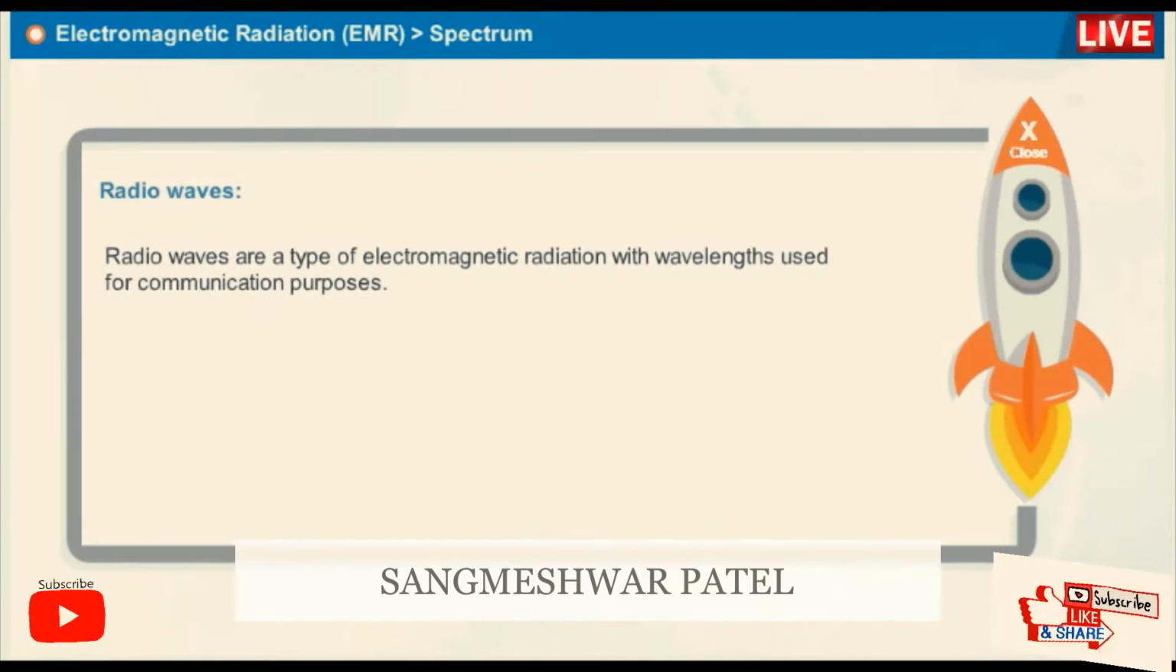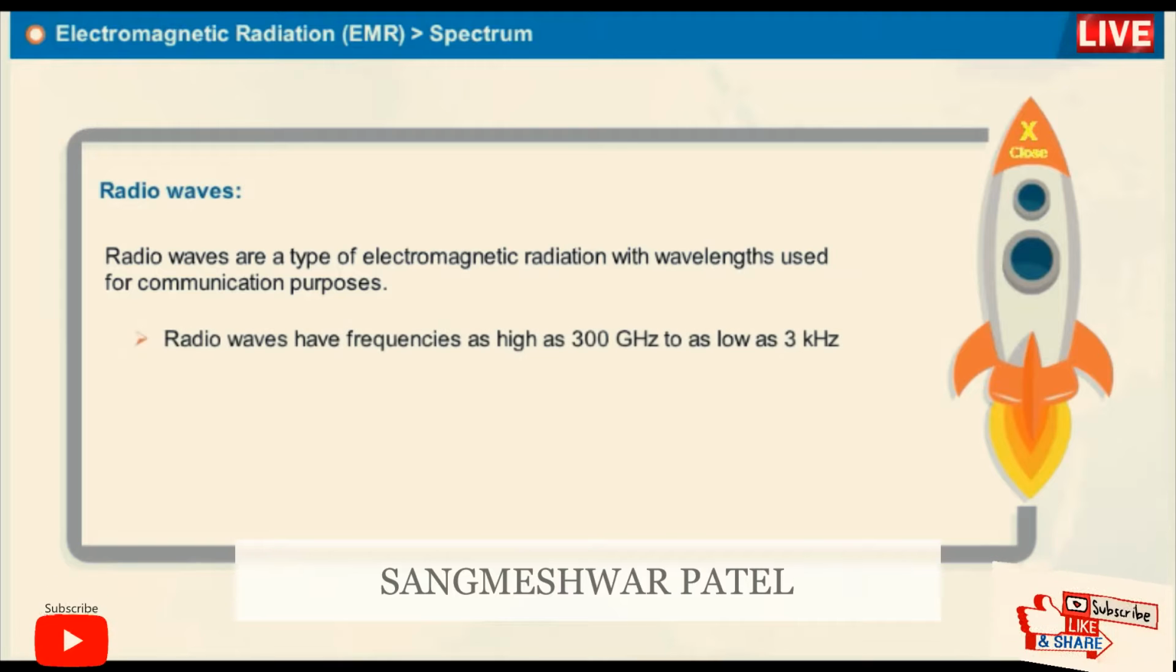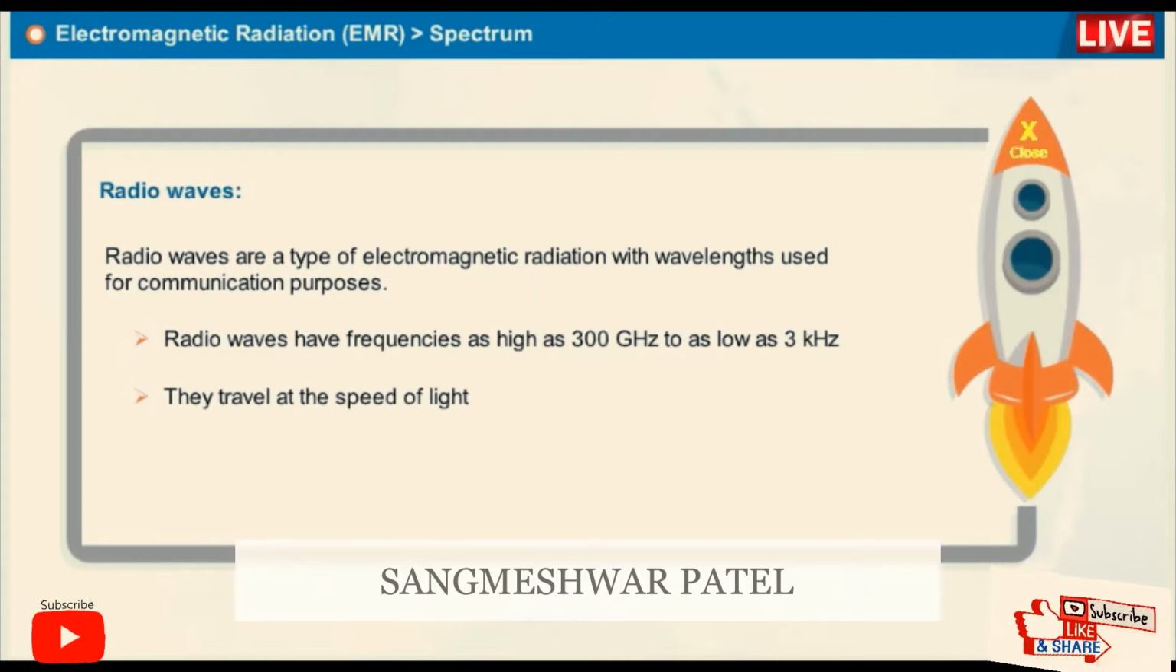Radio waves are a type of electromagnetic radiation with wavelengths used for communication purposes. Radio waves have frequencies as high as 300 GHz to as low as 3 kHz. They travel at the speed of light.